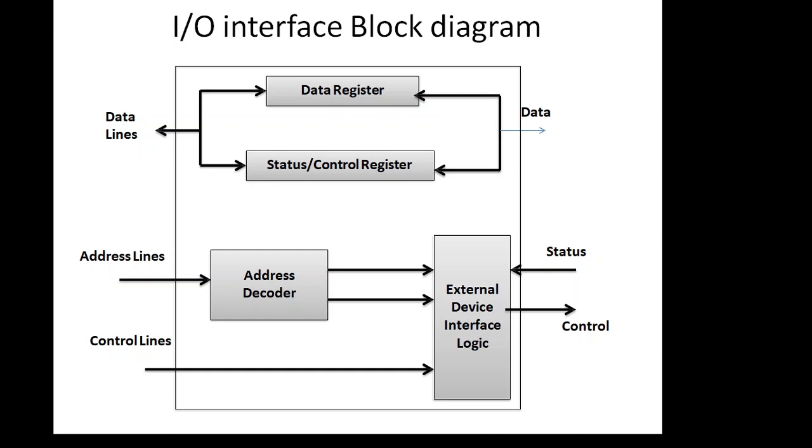Fine. See here the data lines, address lines, and the control lines. These are very much important. These three we call a system bus. So here we have the data register, status register, address decoder, external device interface logic, and the data, status and control signals. Fine. So this is the interface block diagram.